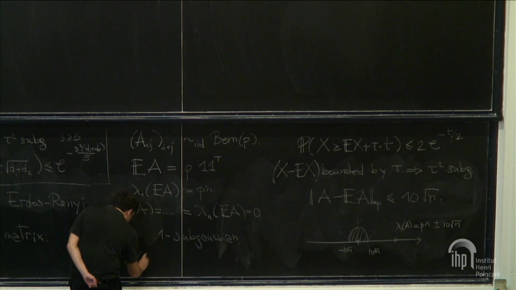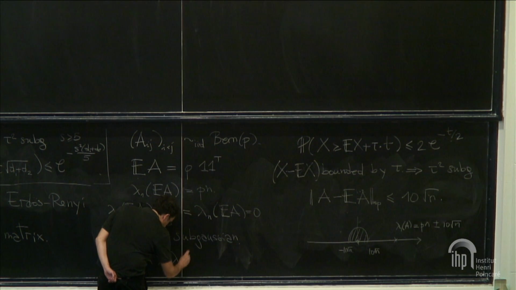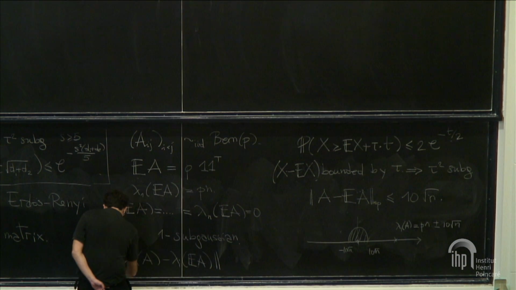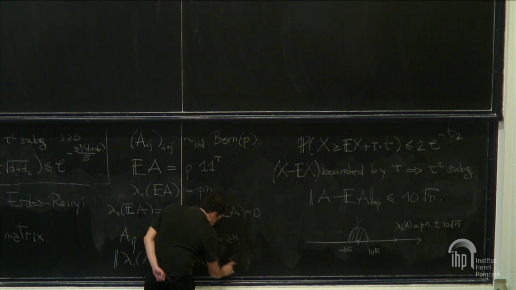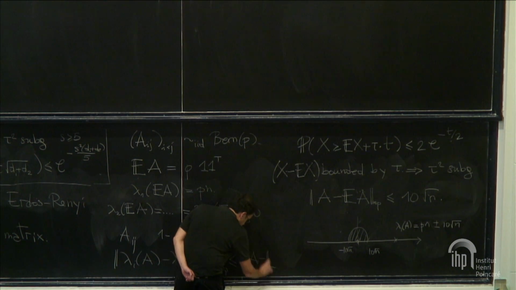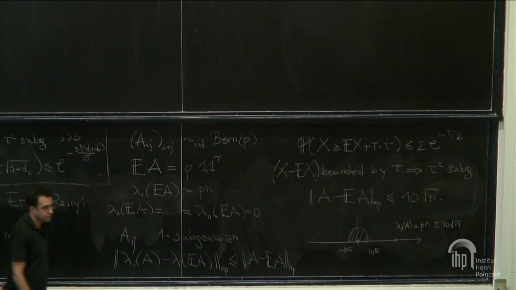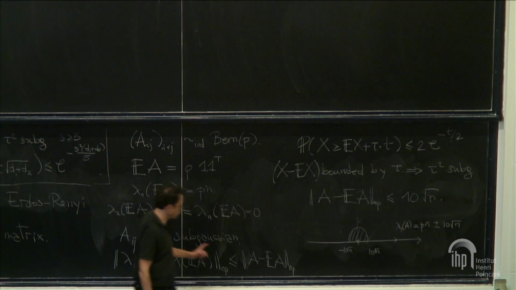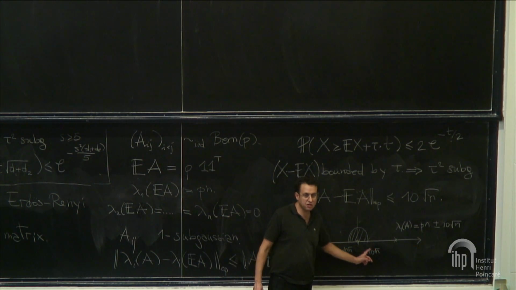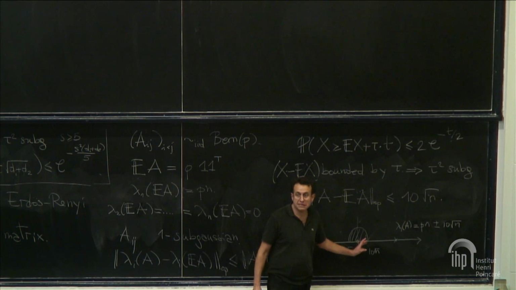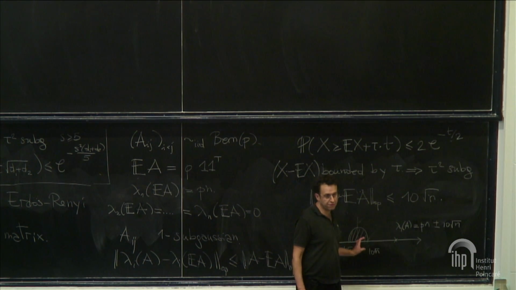We know that lambda i of A minus lambda i of the expectation of A is bounded by the operator norm of A minus the expectation of A. This was just Weyl's inequality. So all the other eigenvalues in the expectation are centered around 0. They are stuck at 0, but now they can wiggle around and they can go as far as square root of n. But as long as p times n is much bigger than square root of n, basically things look like this. There is one big eigenvalue and all the others are very small.